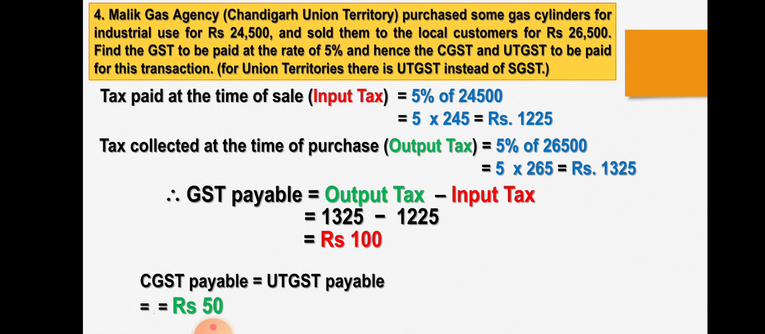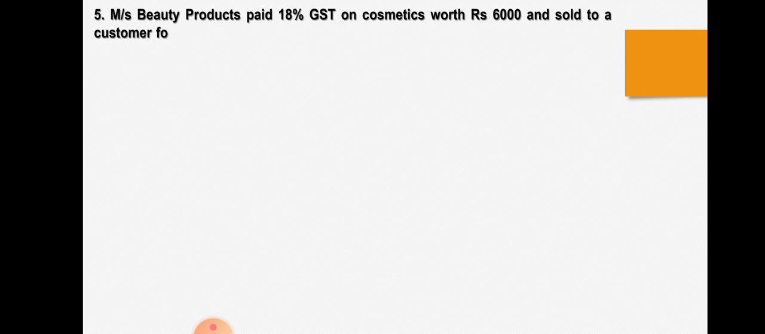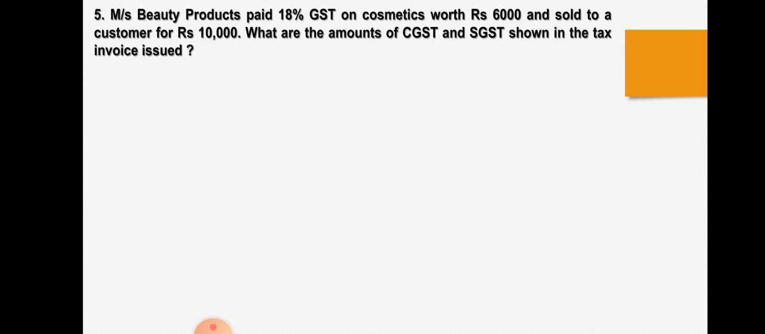Now let's come to the fifth question and see what the question is first. MS Beauty Product paid 18% GST on cosmetics worth rupees 6,000 and sold to a customer for 10,000. What is the amount of CGST and SGST shown in a tax invoice issued? So again I'll read the question and make you understand it first. To you it is asked what is the amount of CGST and SGST shown in the tax invoice.